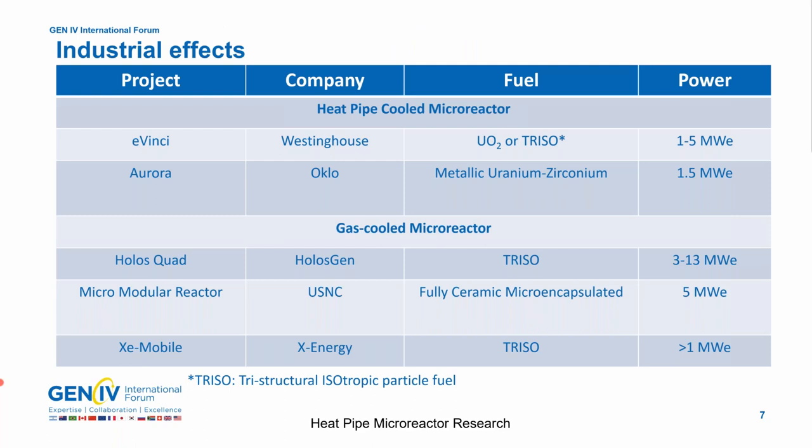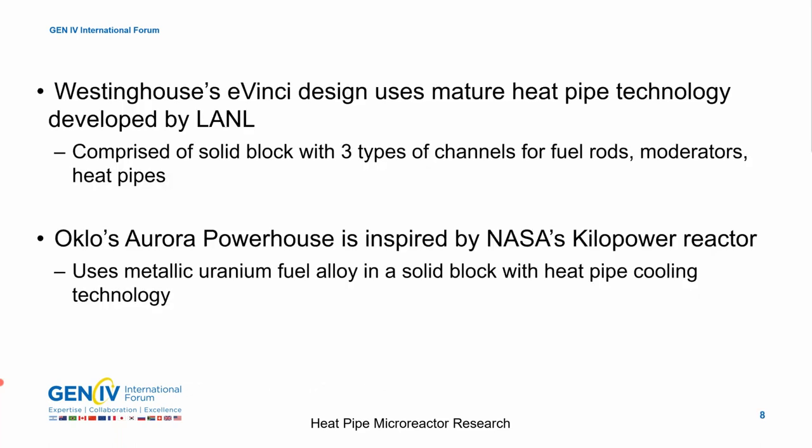So I list some of the current efforts from the United States industry. For example, Westinghouse is working on eVinci, and Oklo from California is working on Aurora. Both of them consider uranium as the fuel, and Westinghouse also considers TRISO fuel. The reactor power is between 1 to 5 megawatts. And we also have other efforts on the gas cooled microreactor. Companies like Holos, USNC, and X-energy are working on it, and most of the power levels are below 15 megawatts.